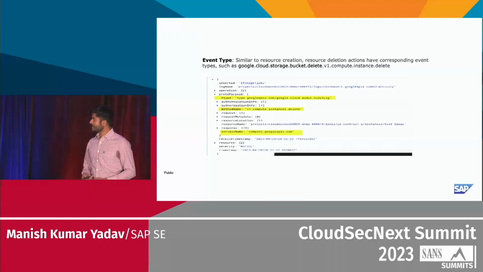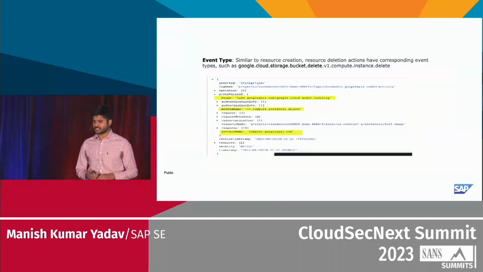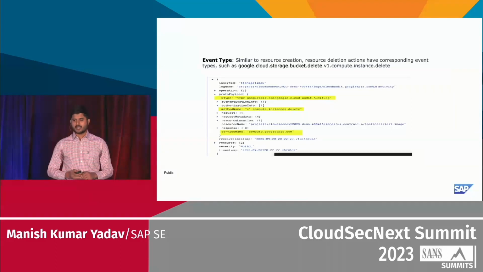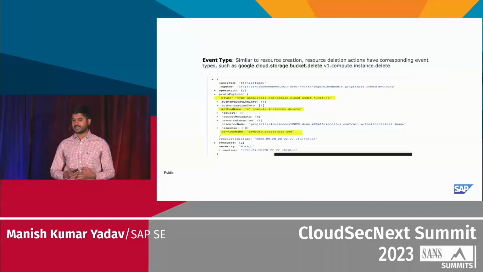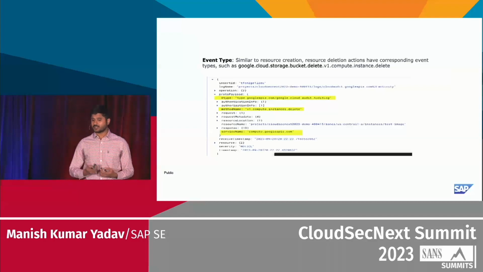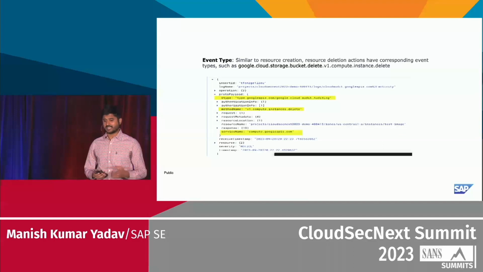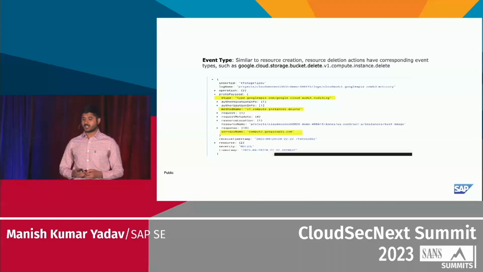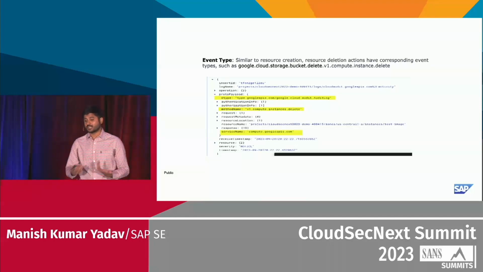So this is one of the examples. This is similar to resource creation or resource deletion, which has a corresponding event type, such as a Google Cloud Storage bucket delete, or something like that. So here you can see that a lot of things go as part of the metadata about each and every resource. I'll just expand one, which is when you're using the service name compute.googleapis.com and you're trying to delete the instance, like compute.instances.delete.